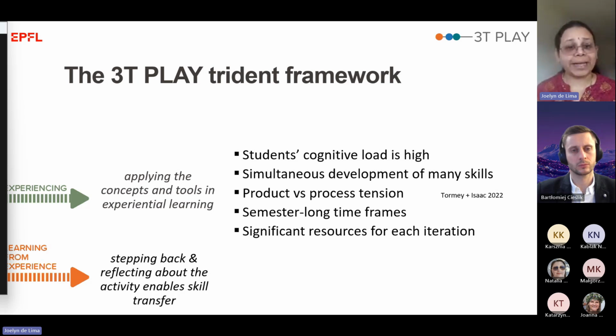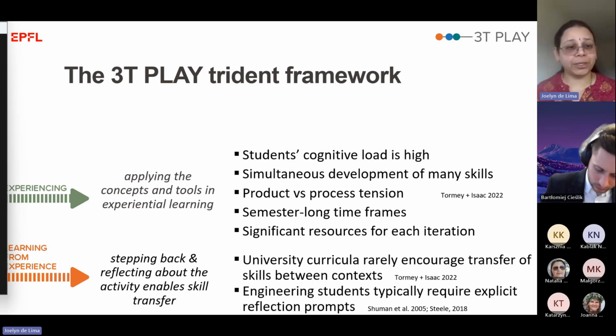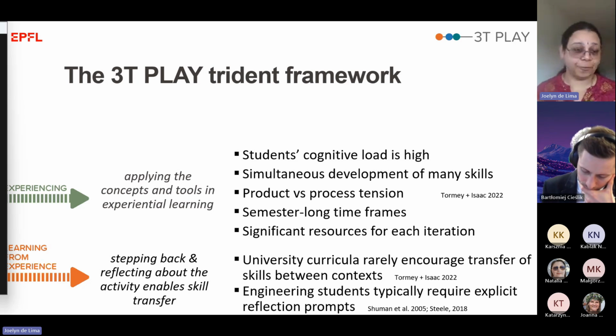Stepping back and reflecting about the activity helps students to transfer their skills. University curricula, though, rarely encourages this transfer between skills. By the time they get feedback, they're already halfway into their second semester, and then there is really no time to apply that feedback, and they don't really tend to think about it. And engineering students typically require explicit reflection prompts.